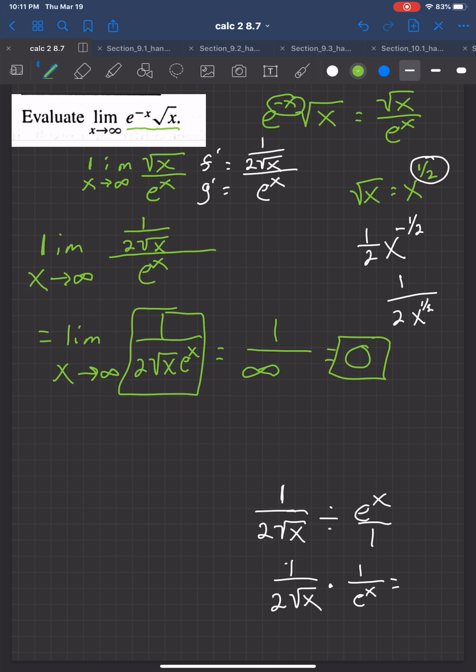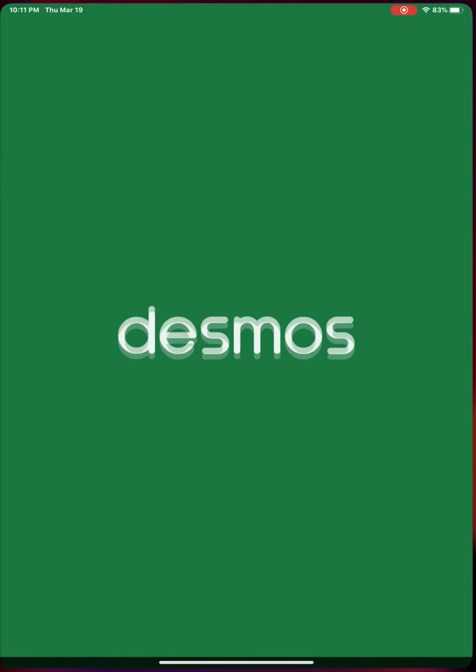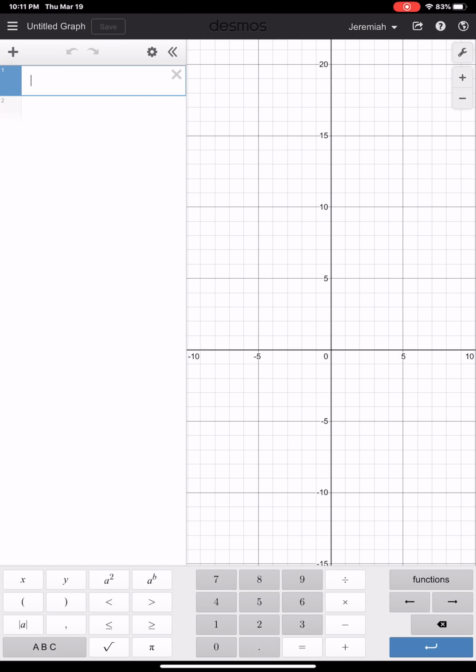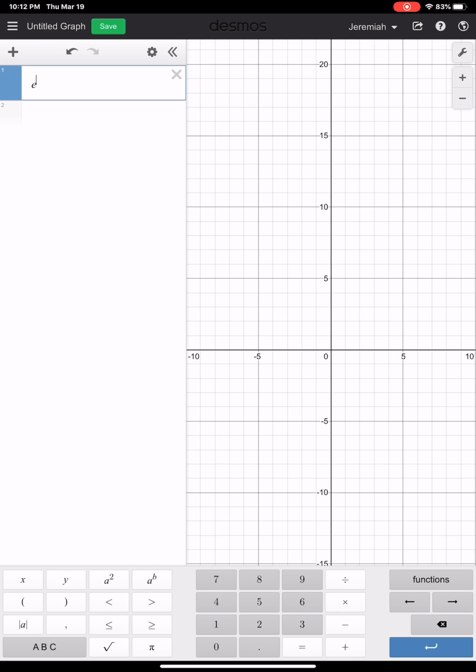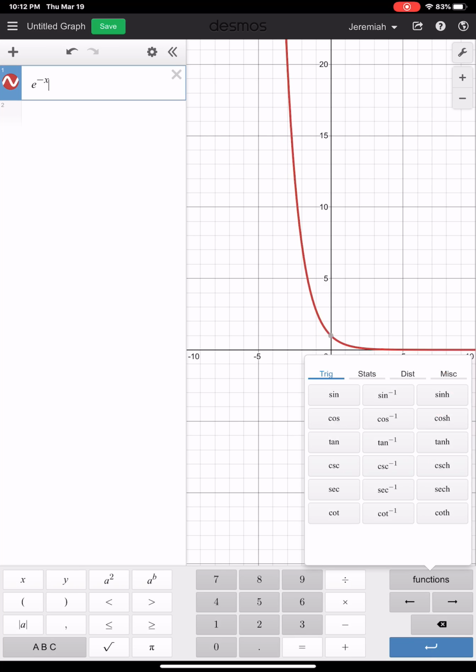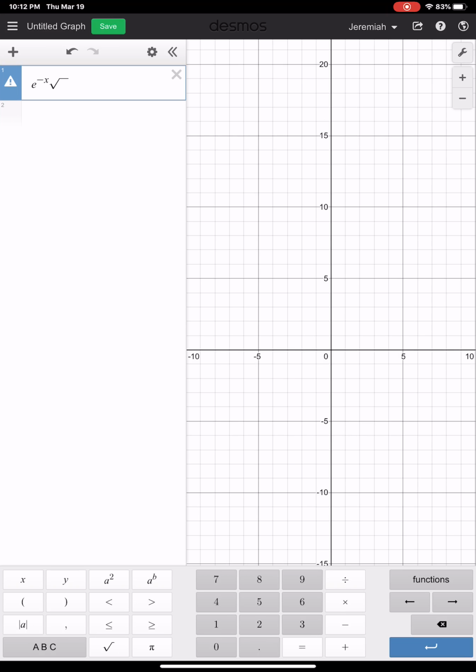Okay, so maybe it's worth taking a second here. This might be an epic failure, but I'm going to go into Desmos. Let's see if I can make this go smoothly. And let's recall that the original problem was e to the power of negative x, times the square root of x.